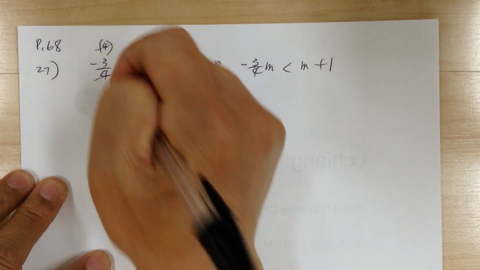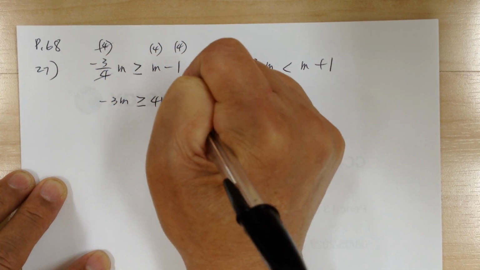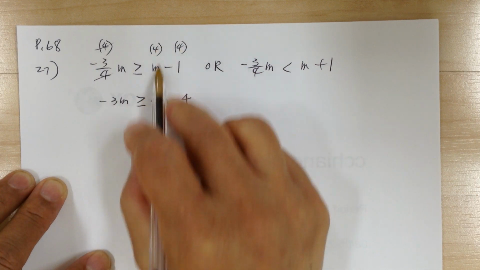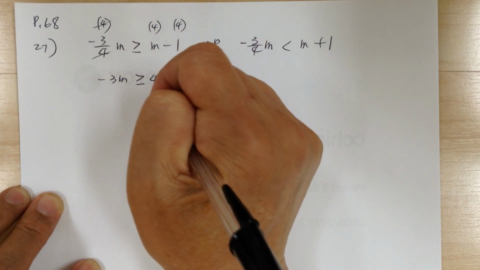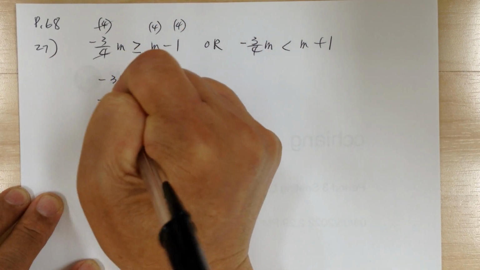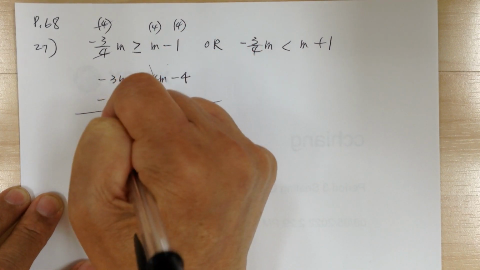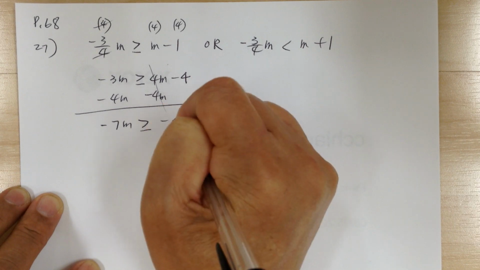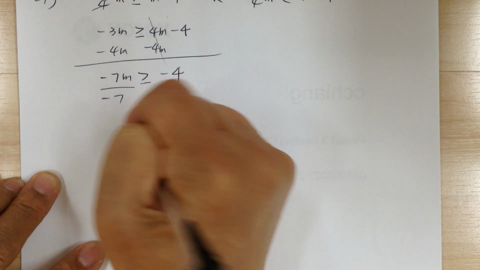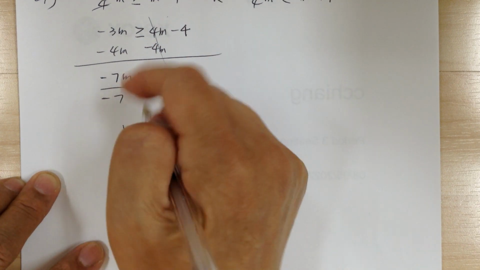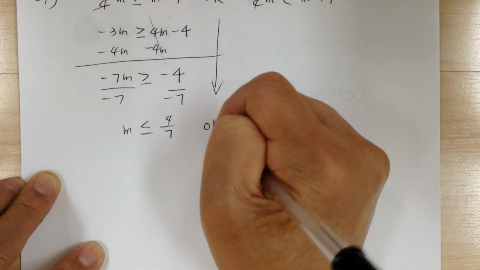So this 4 and this 4 will cancel out. So you've got minus 3m is greater than or equal to 4m minus 4. Notice I write it down so that you can visualize how to multiply. Now I'm going to move the variable to this side, so minus 4m, minus 4m. This will cancel out. So I've got negative 7m is greater than or equal to negative 4. I'm going to divide by negative 7, divide by negative 7. So I've got m. Now remember, when you divide by a negative number, you have to change the direction. And you drop down the or.